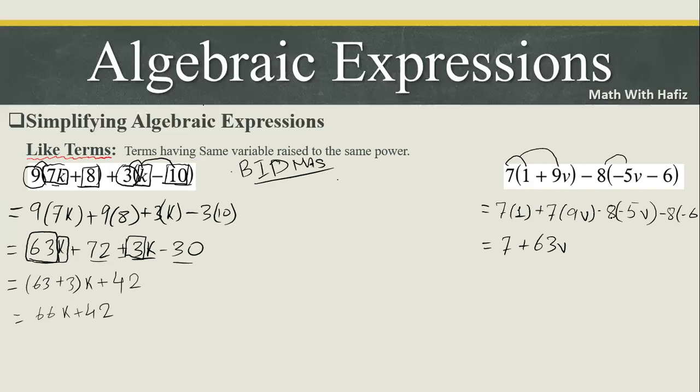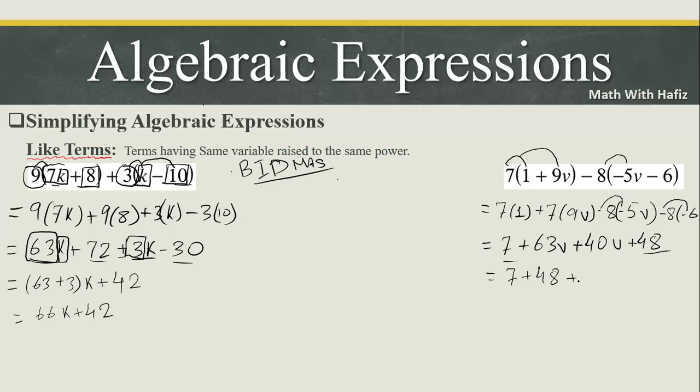Now negative multiplied by negative will be positive. This negative multiplied by negative will be positive. 8 multiplied by 5, 40v. Negative multiplied by negative plus 8 multiplied by 6, 48. Now you have to look for the like terms. 7 is a constant number, 48 is a constant number. So you will add 7 plus 48 together.